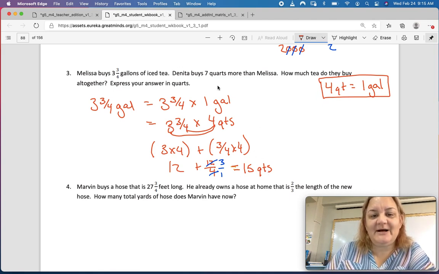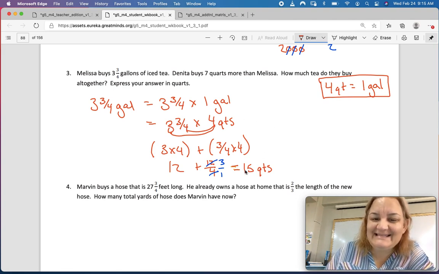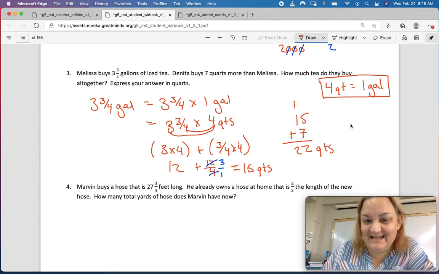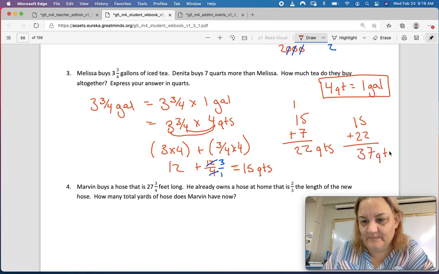Great. Danita bought 7 quarts more than Melissa, more than. So if she has 15, Danita bought 15 plus 7. So she bought 22 quarts, more than Melissa. And then you have to add what Melissa bought with what Danita bought to get the total, which is 37 quarts. Okay, that's the total number right there.